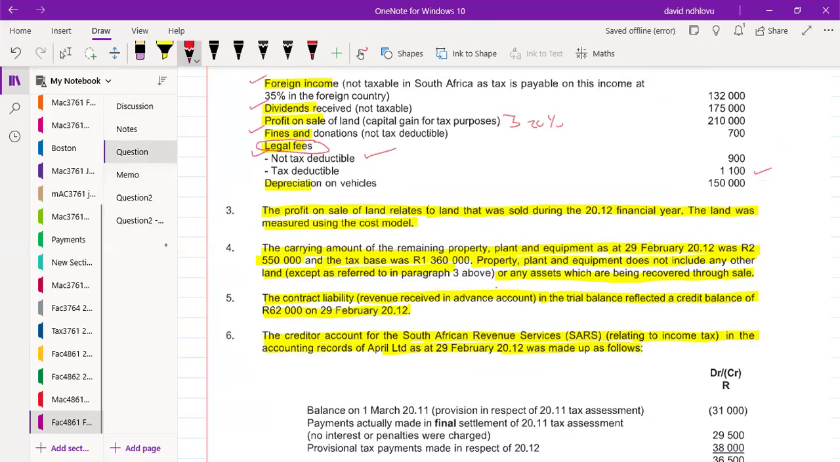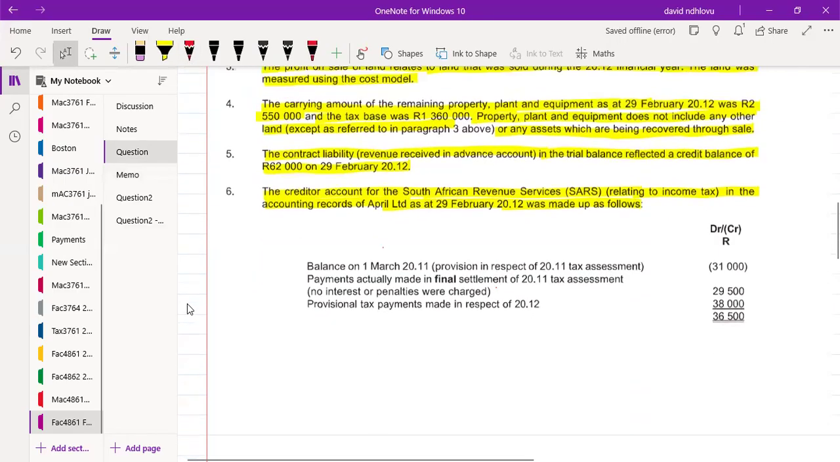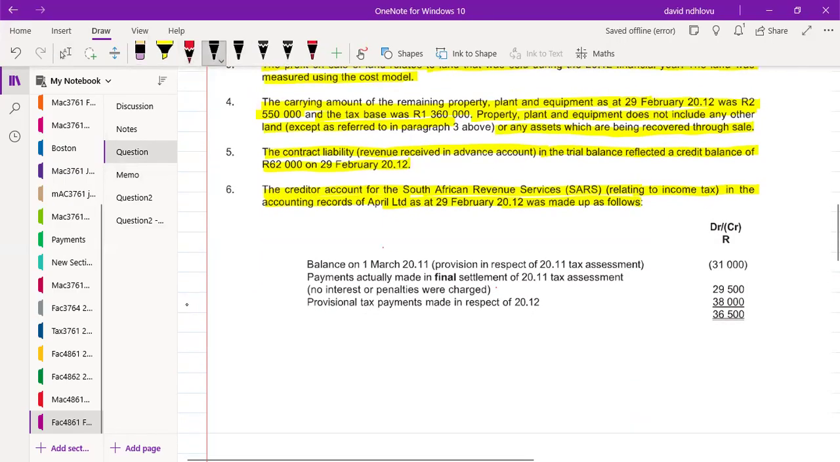Right, so we are given the account with the South African Revenue Services. So this is the T account or the SARS account. It shows here a balance at the beginning of the year. So this is the balance on 1 March 2012, provision in respect of the 2011 assessment, 31. So this is what you would have provided in your books in accounting. Simply saying this is how much we think we owe SARS.